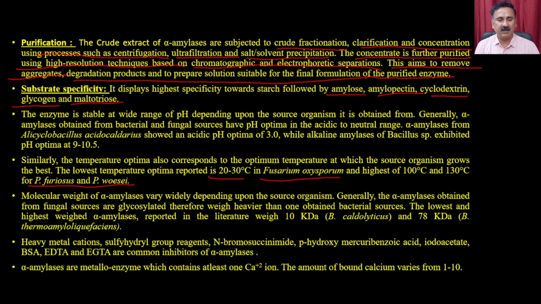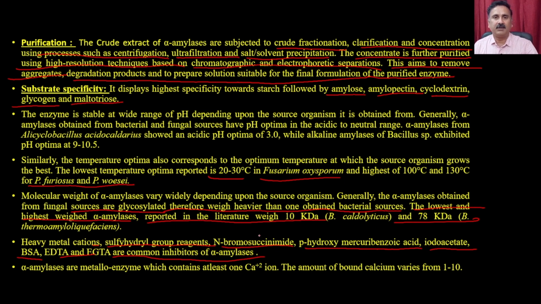Generally, the alpha amylase obtained from the fungal sources are glycosylated, therefore being heavier than the one obtained from the bacterial sources. The lowest and the highest molecular weight alpha amylase reported in the literature weigh from 10 kDa to 78 kDa. Okay. Heavy metal cations, sulfhydryl group reagents, N-bromosuccinimide, para-hydroxymercuribenzoic acid, iodoacetamide, EDTA, and EGTA are common inhibitors of the alpha amylase. So these are the things you can use to stop the reaction of that particular alpha amylase.